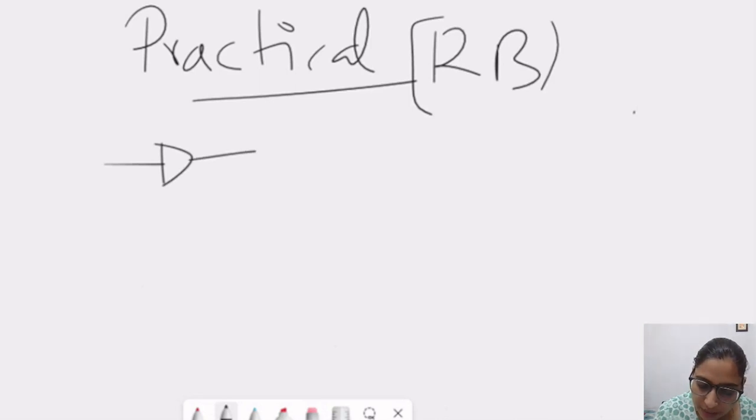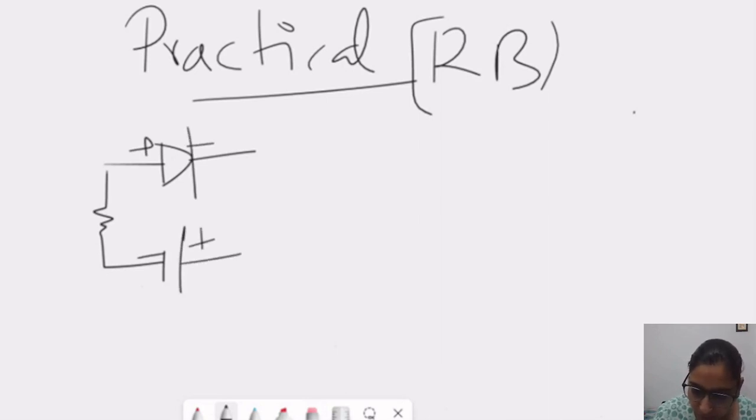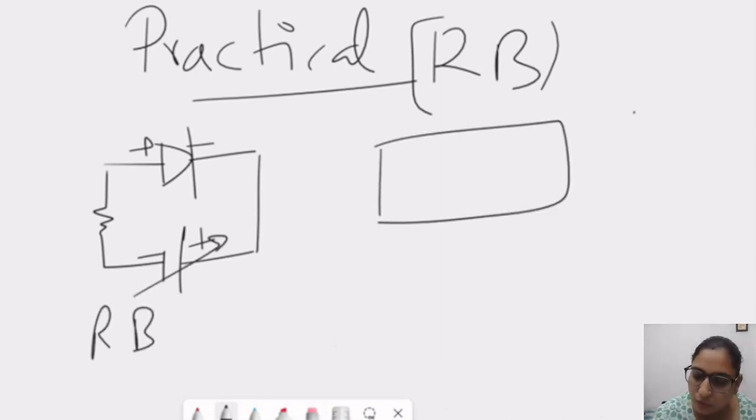In reverse bias, the positive terminal of the diode is connected to the negative of the battery and the negative terminal of the diode is connected to the positive of the battery. So this is the basic of reverse bias, and the voltage is varying in nature. Now quickly we will review the PN junction. So this is the PN junction.